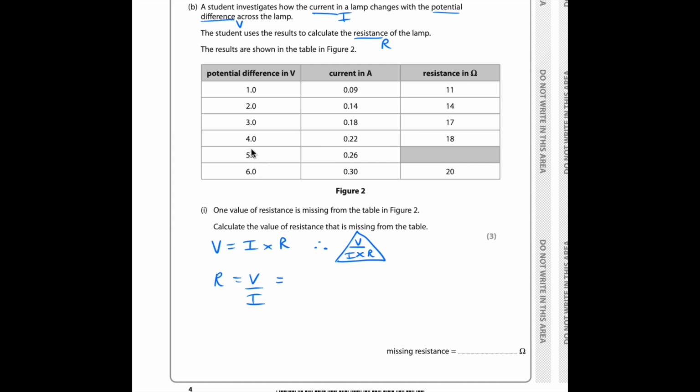So the voltage is 5.0 and the current was 0.26. And when you do that, it comes out as 19.23 ohms. Now they're all just rounded off to 0 decimal places, so we'll just round ours. Does 19 seem to fit the pattern? Yes, it does. Okay, so that's great. Always double check.